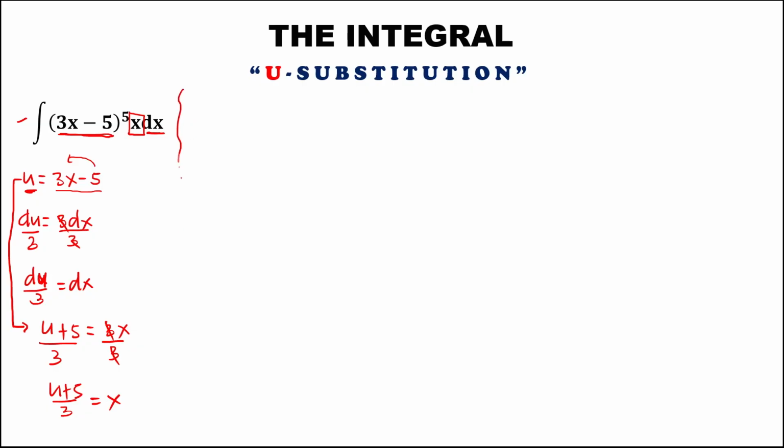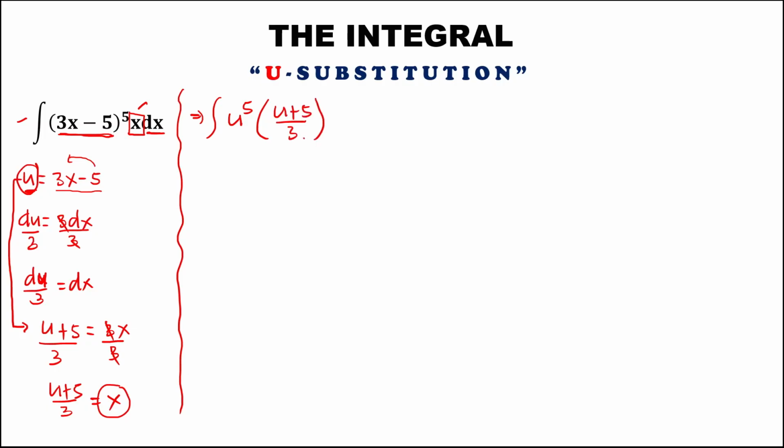Then from this, we can now apply the u substitution. So this given becomes the integral. This 3x minus 5 is equal to u, so we have u to the power 5. Then for x, x is equal to (u plus 5) over 3, so times (u plus 5) over 3. Then for dx, dx is equal to du over 3, so times du over 3.